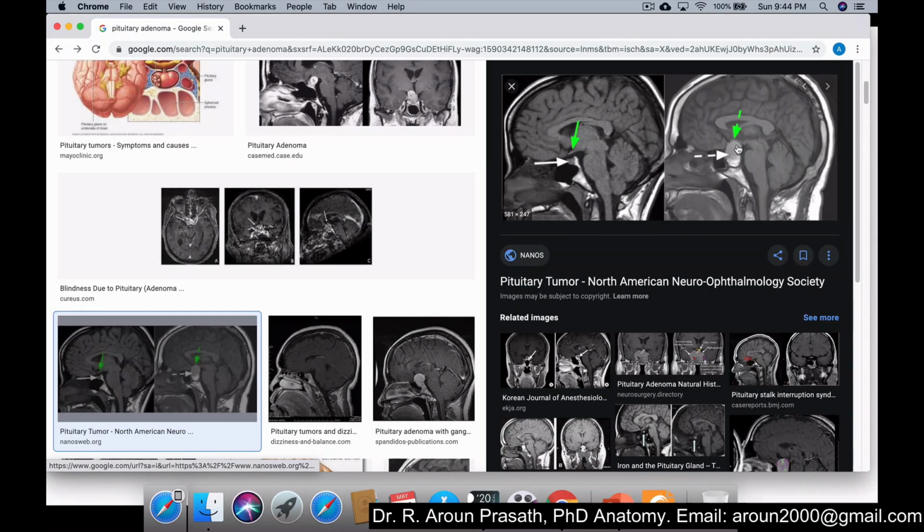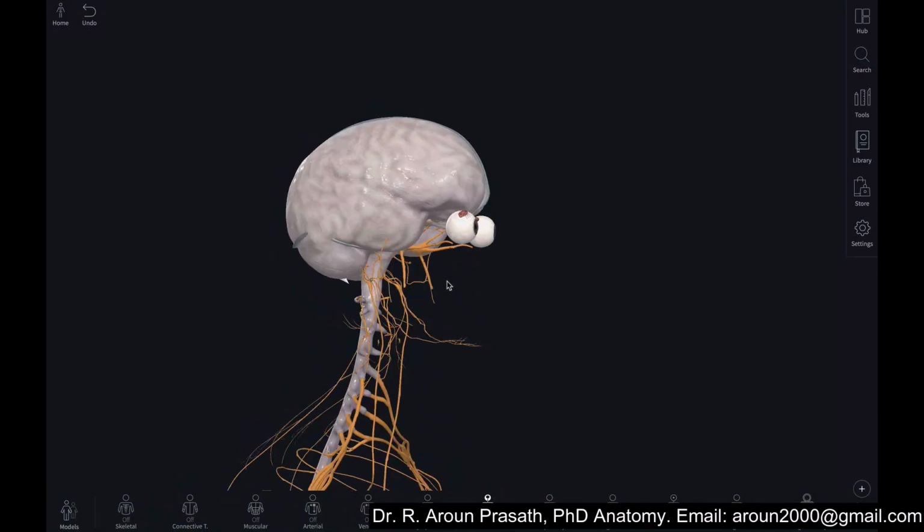So we have to remove this pituitary tumor, otherwise it is going to metastasize. I mean, it is going to spread to the other organs. So we have to use a transsphenoidal approach. We have to break the sphenoid bone and remove the pituitary adenoma. Then we have to artificially replace all these hormones in order to make the patient survive. So this is what you have to understand about the pituitary gland.